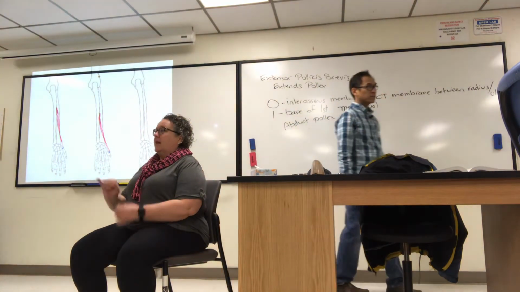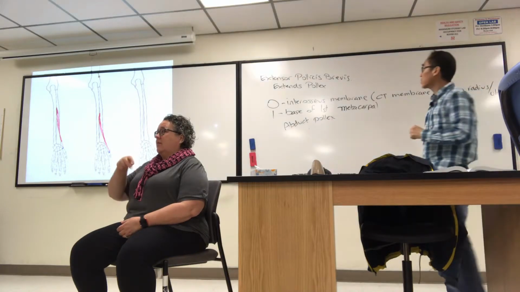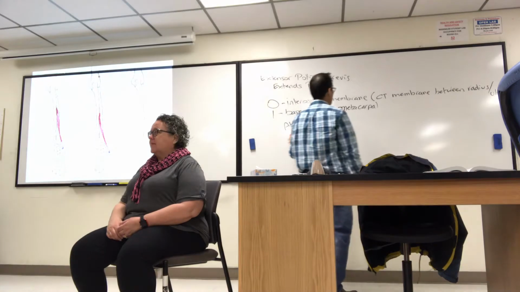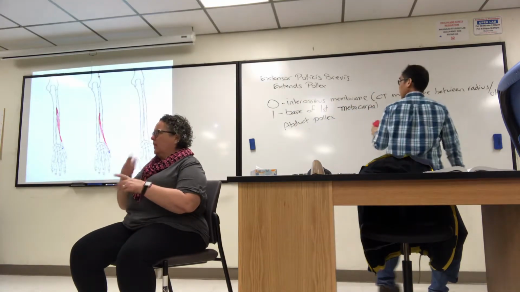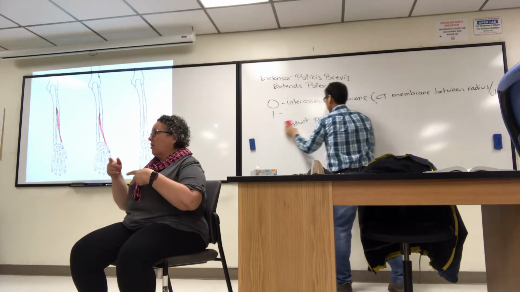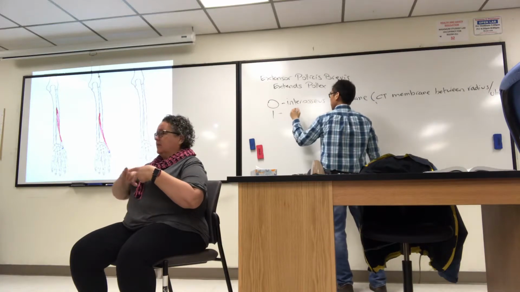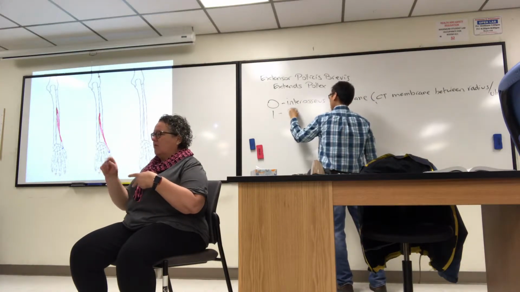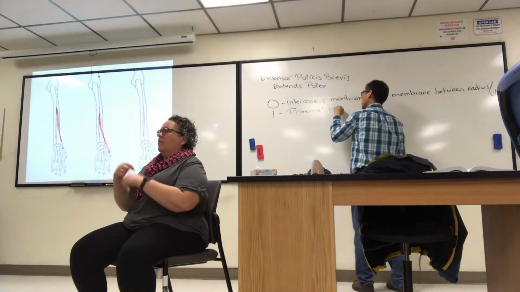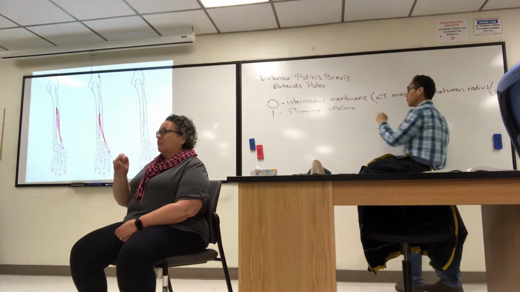And the last one is the Extensor Pollicis longus. Oh, I'm sorry. Before I erase this, let me put the correct insertion. And then I'll start fresh. So the insertion is proximal phalanx, digit 1, thumb.